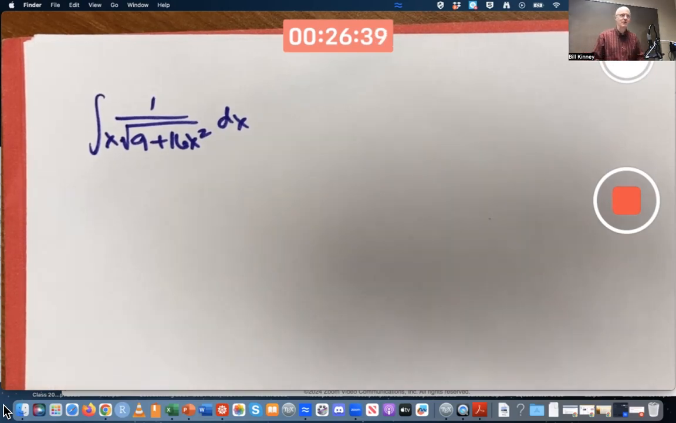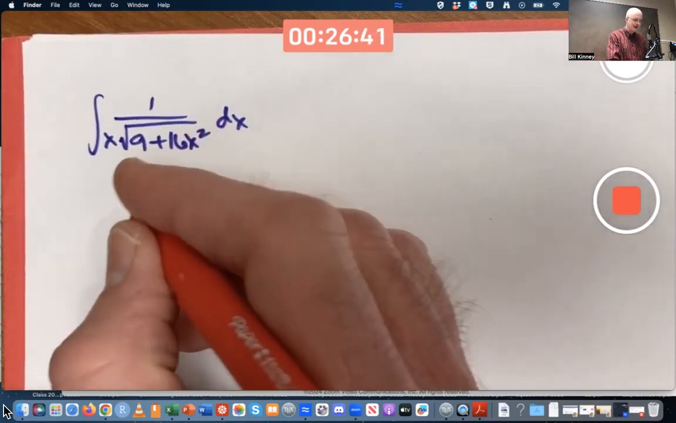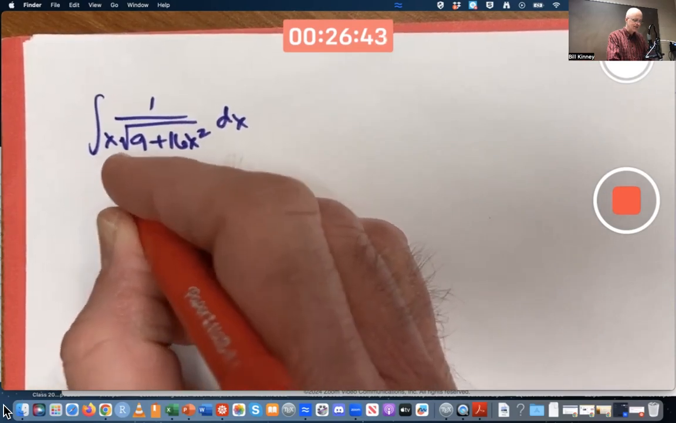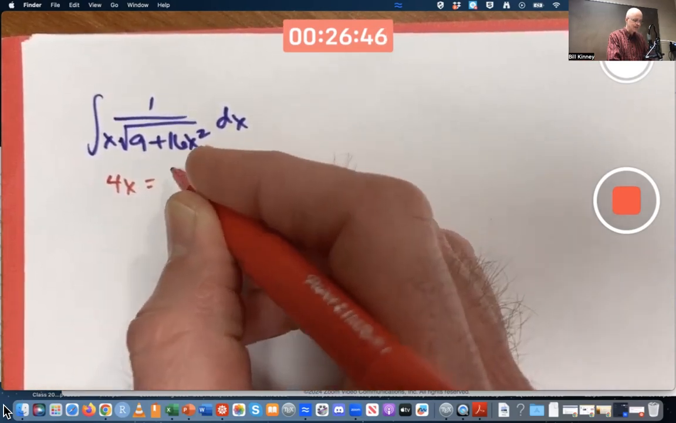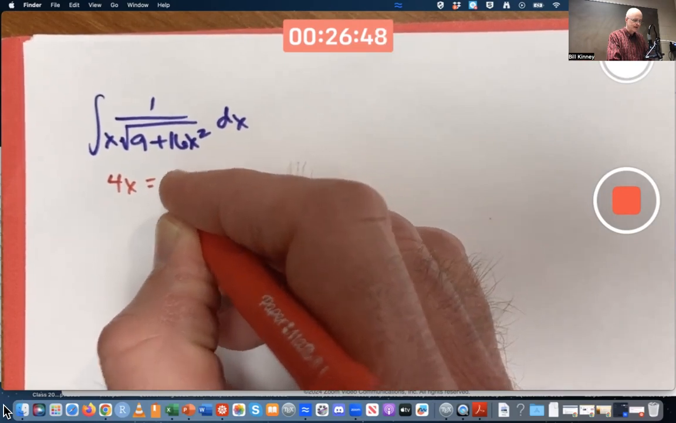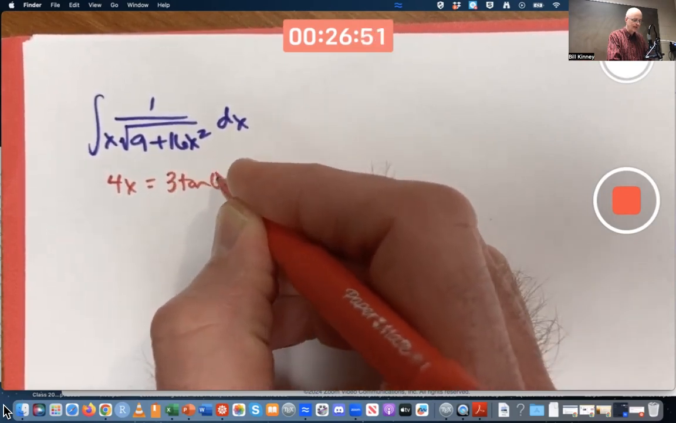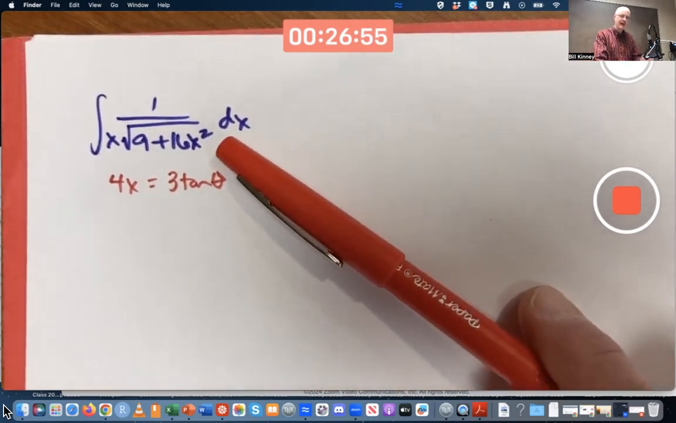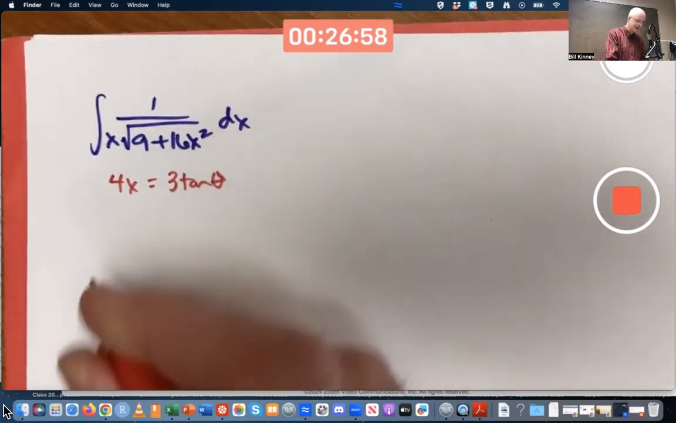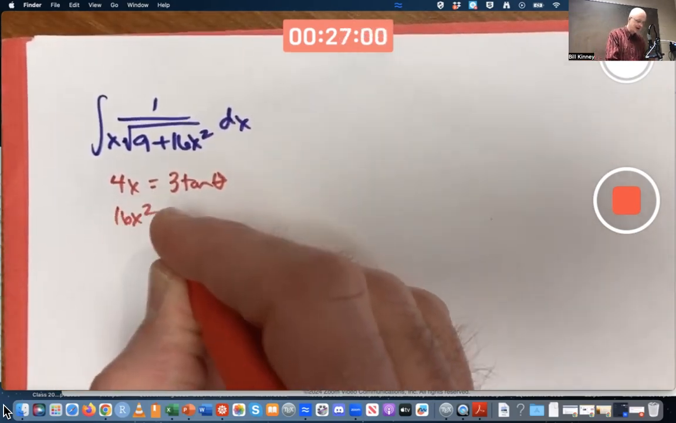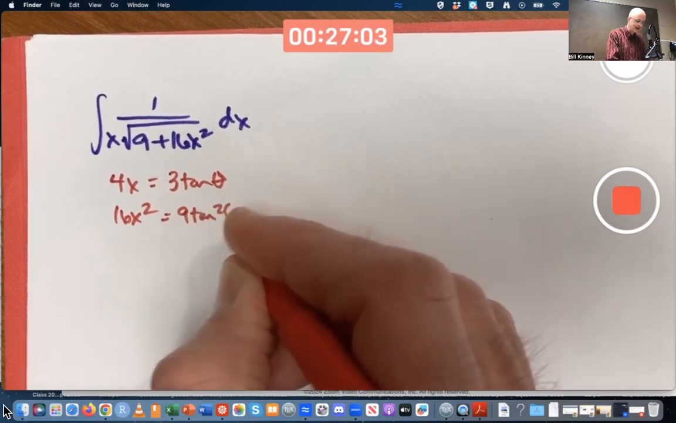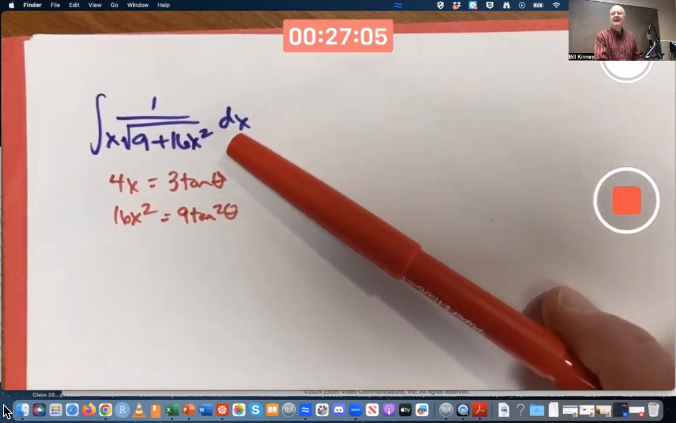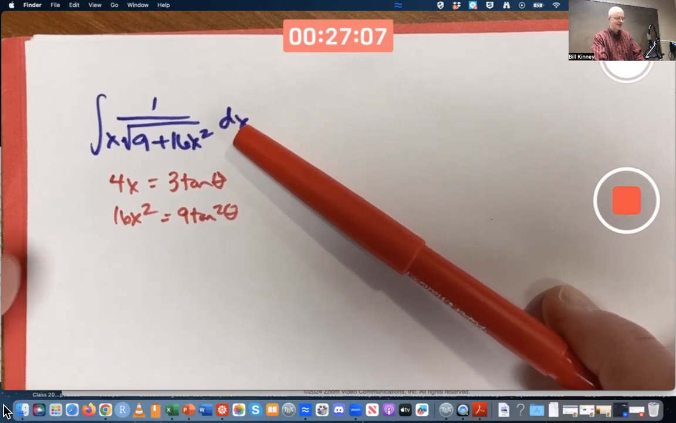The book suggested what to do for your homework today. I'm going to think of it this way. I'm going to imagine 4x to be equal to 3 tangent theta. Why am I thinking that way? Because if I replace 4x with 3 tangent theta, then when I square it and get 16x squared, I'll get 9 tan squared theta is what 16x squared gets replaced with. And then I see a plus 9 there. That would allow me to factor out a 9. That's what I'm thinking of by doing this.